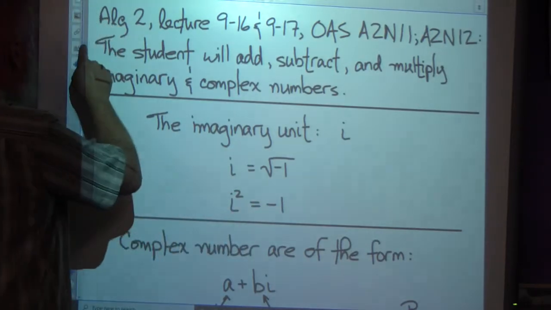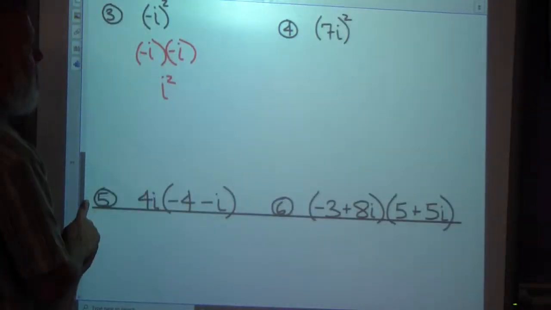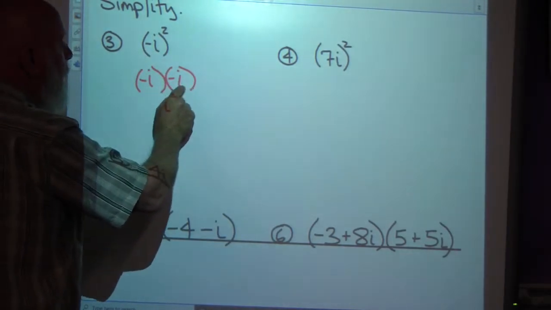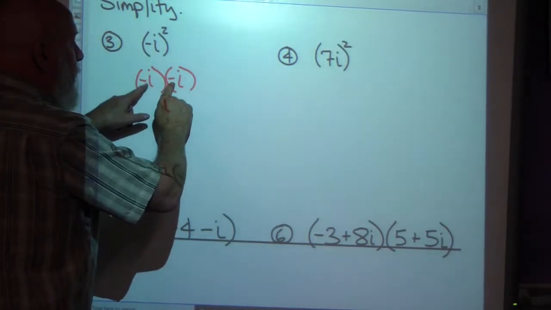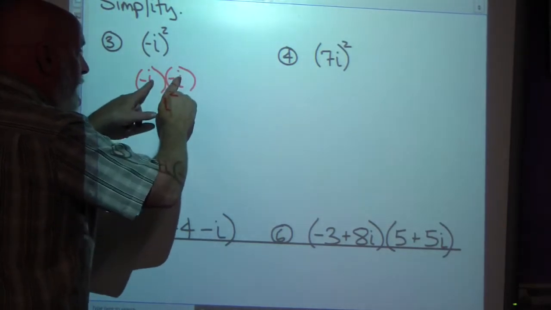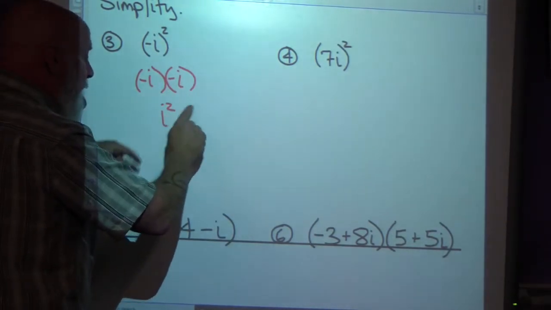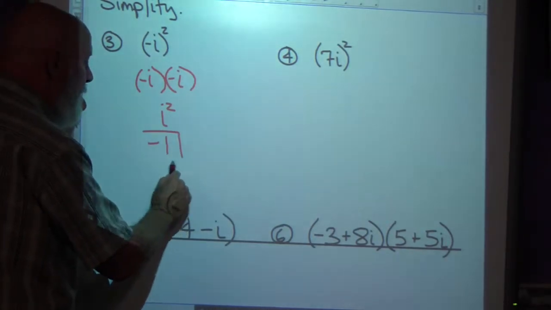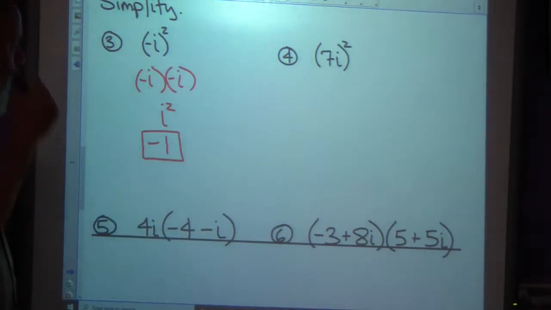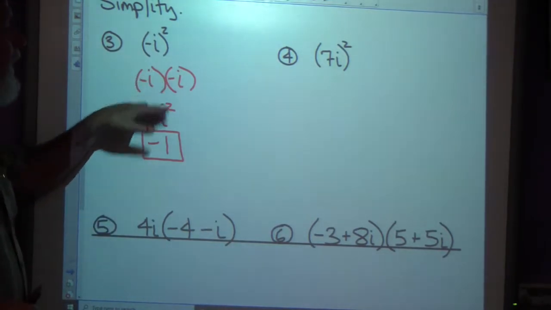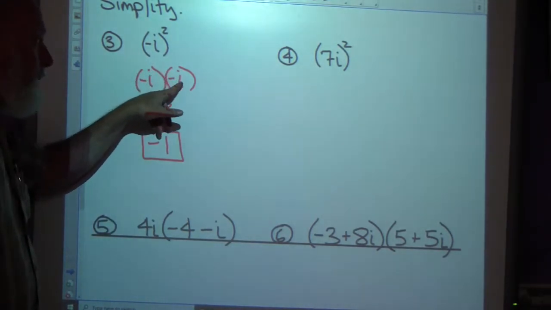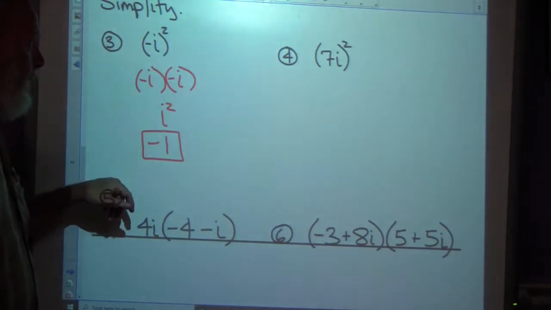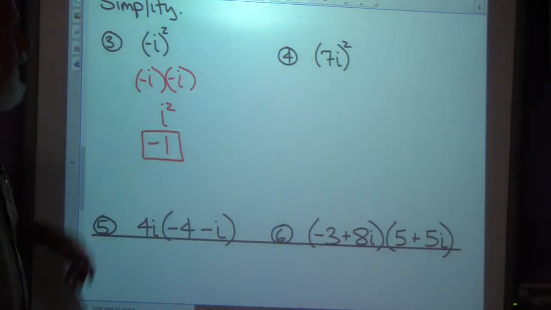I squared is negative 1. I hope that made sense. This is just negative i times negative i. Negative times negative is positive. Positive i times i is i squared. Positive i squared is negative 1. Kind of stumbled through that, but hopefully that made sense. Negative times negative is still positive, but i times i, by definition, i squared is negative 1. So it's a little tricky there, but not too bad.